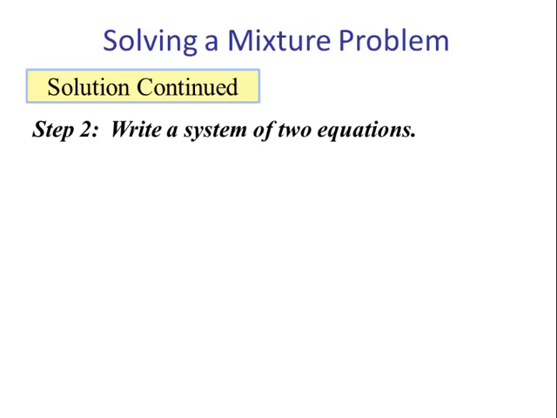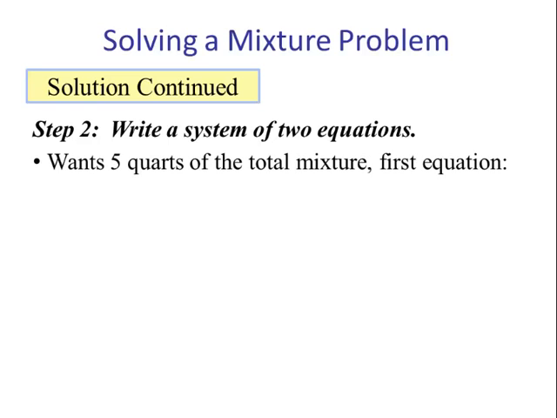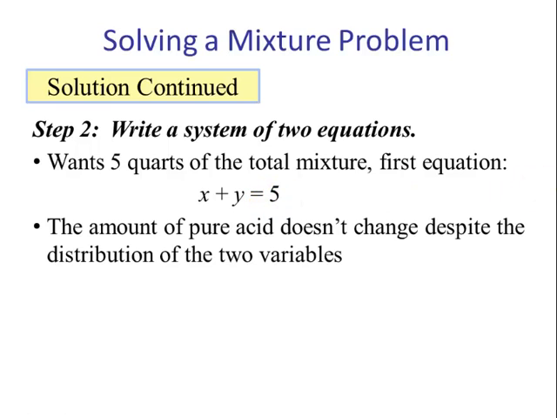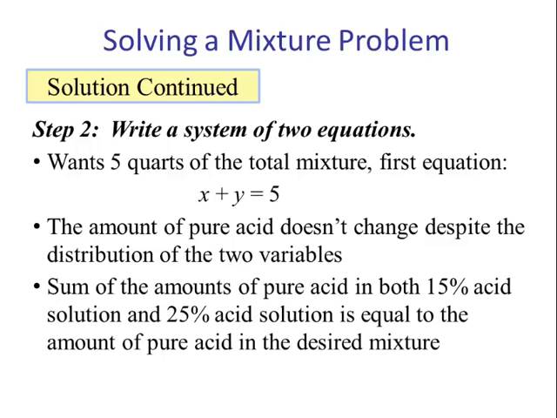So now we need to find our system. We want 5 quarts of the total mixture. Our first equation is going to be x plus y equals 5, because x is the number of quarts of 15% acid solution and y is the number of quarts for the 25% acid solution, and we want this to total 5 quarts. The amount of pure acid doesn't change despite the distribution of the two variables. The sum of the amounts of pure acid in both the 15% acid solution and the 25% acid solution is equal to the amount of pure acid in the desired mixture.